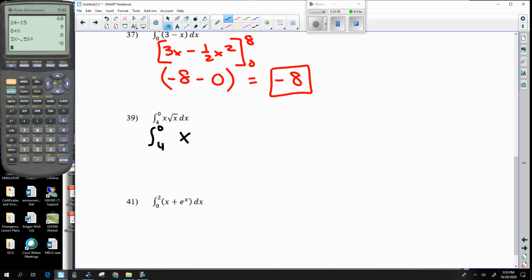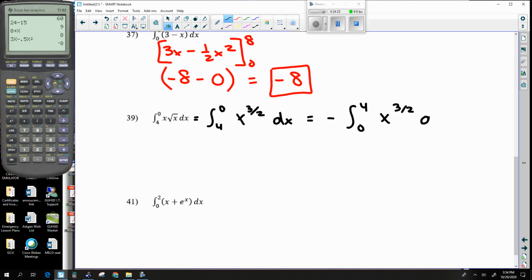And this is an x times an x to the 1/2. So in multiplication, you add. Multiplication, you add. So this is the same thing as saying x to the 3/2. Again, I know it's written backwards. If you hate this, you can go ahead and turn it into 0 to 4. It's the same thing. It's the same thing. Because the integral is physically written backwards.